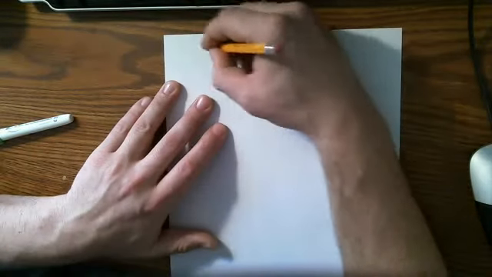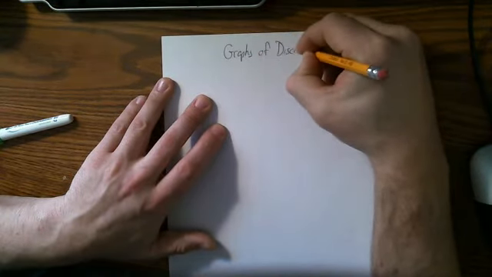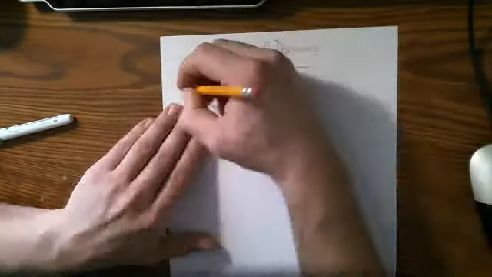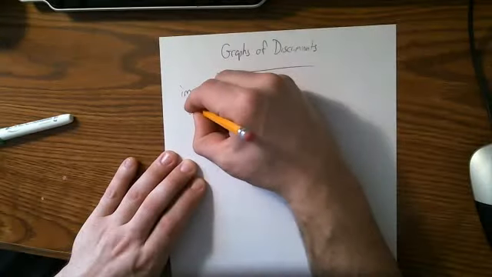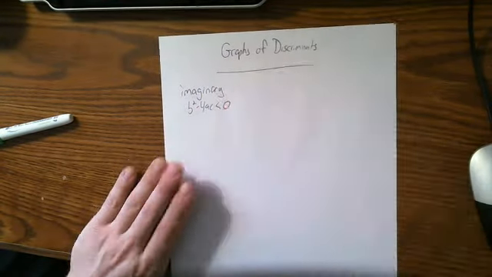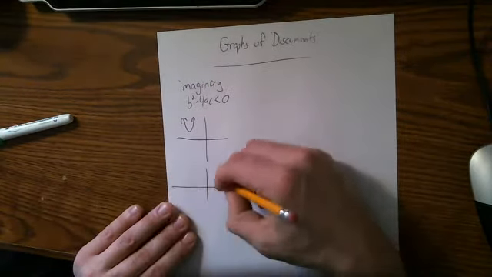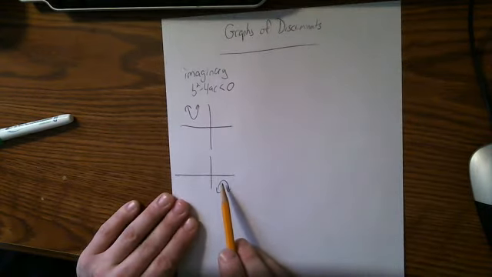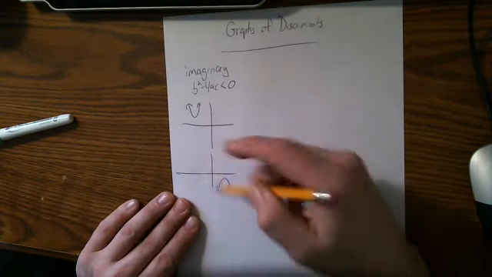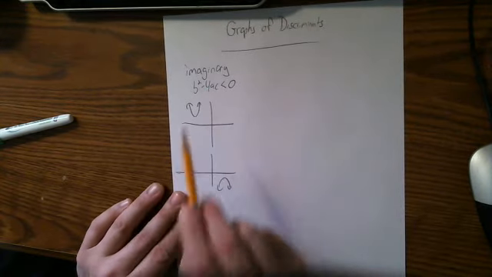Last thing we'll do, we'll just look at what the graphs will look like. If we have graphs of discriminants, if we have imaginary roots, that means b squared minus 4ac is less than 0. What that's telling me is that I have something that looks like that, or I have something that looks like that. It's just not crossing the x-axis. Its position isn't important, whatever quadrant it's in, but the graph is not crossing the x-axis. Imaginary roots. The roots do not exist.